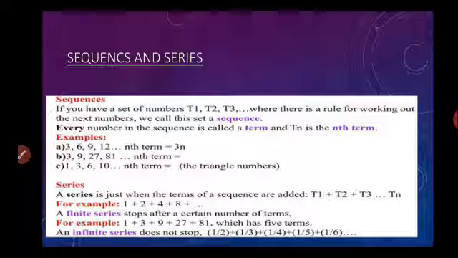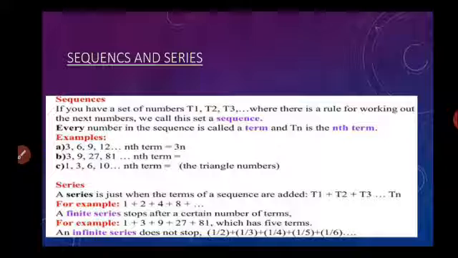Every number in the sequence is called a term, and Tn is the nth term, like T1, T2, T3: first term, second term and third term. So Tn will be the nth term. Example, suppose 3, 6, 9, 12. So here the nth term will be 3n.